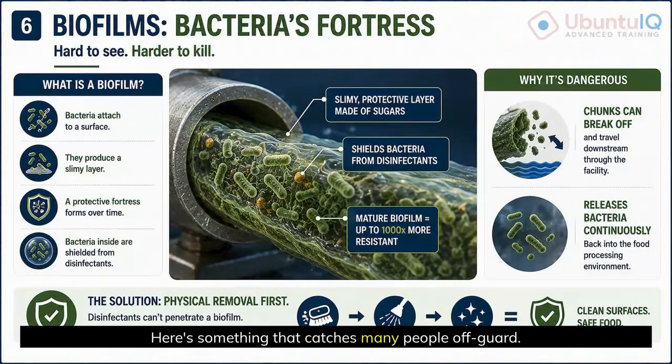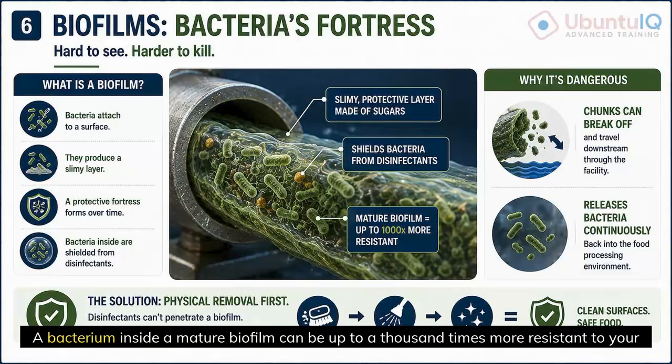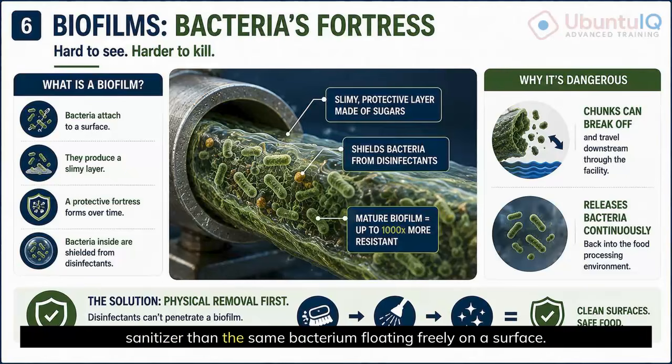Here's something that catches many people off guard. Bacteria don't always float freely on a surface. Over time, especially on surfaces that stay wet and aren't cleaned properly, bacteria form something called a biofilm. Think of it as a fortress they build around themselves, a slimy protective layer made of sugars that shields the bacteria inside from disinfectants. A bacterium inside a mature biofilm can be up to 1,000 times more resistant to your sanitizer than the same bacterium floating freely on a surface. They're also dangerous because chunks of biofilm can break off and travel downstream into the food processing environment, releasing bacteria continuously.